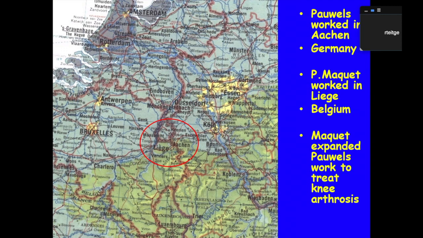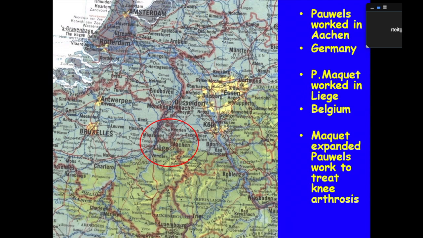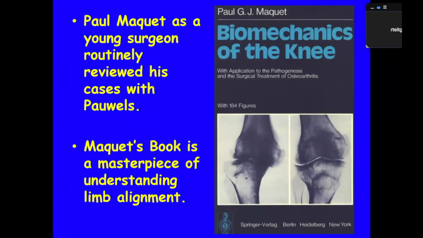Now, Pauwels worked in Aachen, Germany, and Paul McKay worked in Liège, Belgium, which is only about 20 miles apart. And McKay expanded on Pauwels' theories in order to treat knee arthrosis with realignment of the limb. As a young surgeon, he used to review his cases, and he told us he got on the train Friday afternoon and took all of his cases up the road to see Pauwels, and Pauwels went through the cases and analyzed them, and he subsequently wrote this book, Biomechanics of the Knee, and it's a masterpiece for anyone who wants to understand limb alignment.